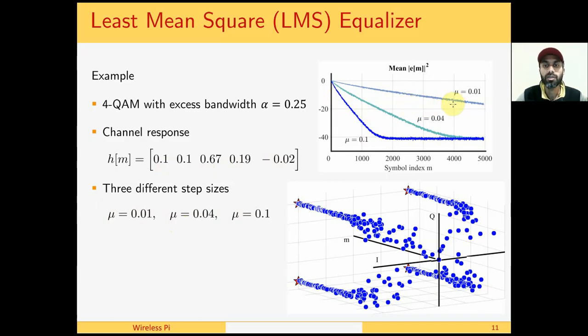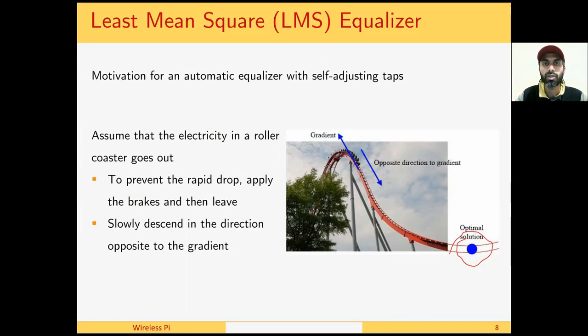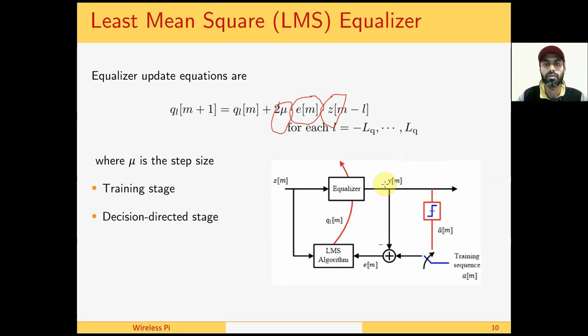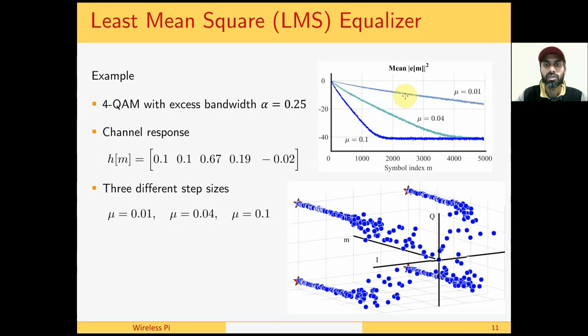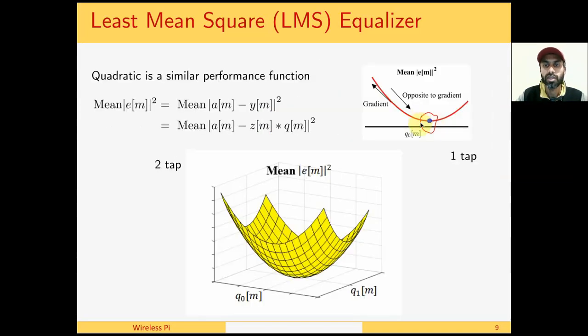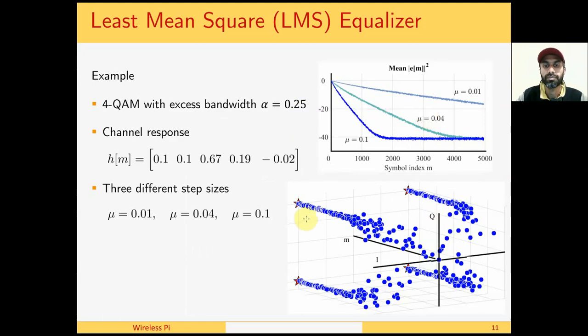However, this is not the complete story. Remember from the roller coaster analogy that if the brakes are not properly applied and it is thrown towards the equilibrium point too quickly, it can flip over in any direction. When the equalizer converges to this optimal solution, the taps do not stay there, but they keep fluctuating. With a large step size, the excess error is larger as compared to a small step size after convergence.